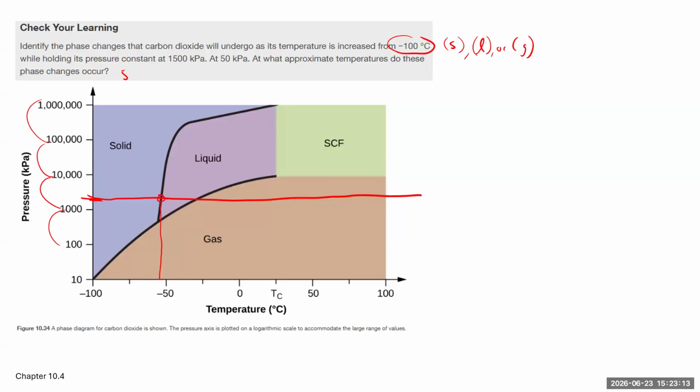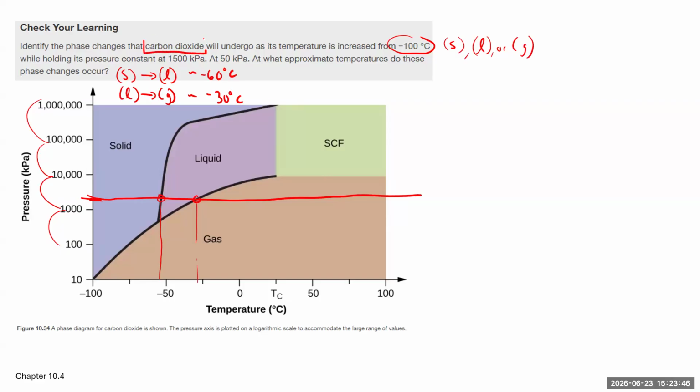We could say solid to liquid is about -60 degrees Celsius. All right, let's do another one. This one here, just go straight down. This is -25. So we could say liquid to gas is about, let me see, -30 degrees Celsius. Right? And this is for carbon dioxide.